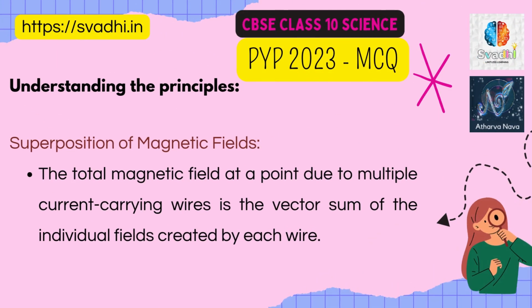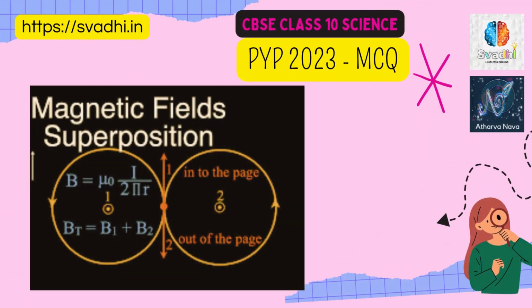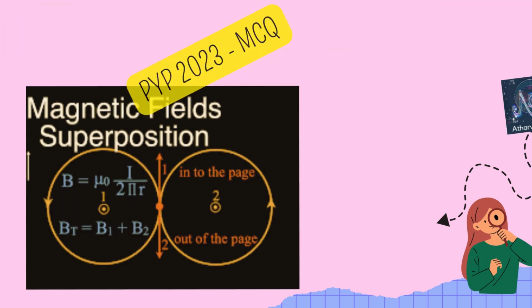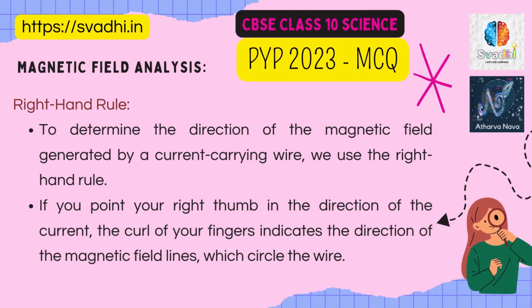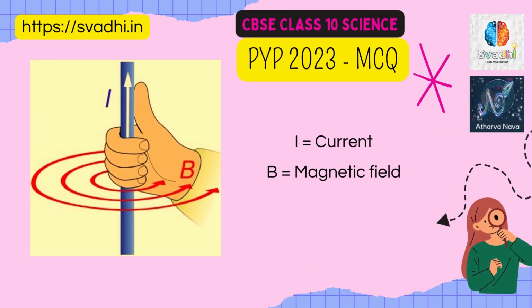Superposition of magnetic fields. The total magnetic field at a point due to multiple current-carrying wires is the vector sum of the individual fields created by each wire. Magnetic field analysis. Right-hand rule. To determine the direction of the magnetic field generated by a current-carrying wire, we use the right-hand rule. If you point your right thumb in the direction of the current, the curl of your fingers indicates the direction of the magnetic field lines, which circle the wire.